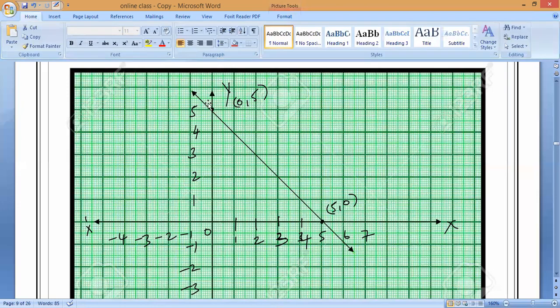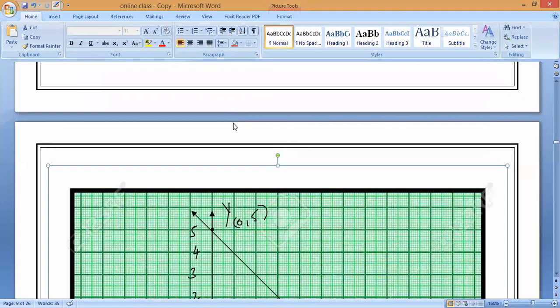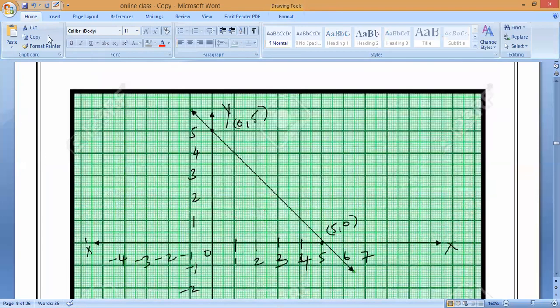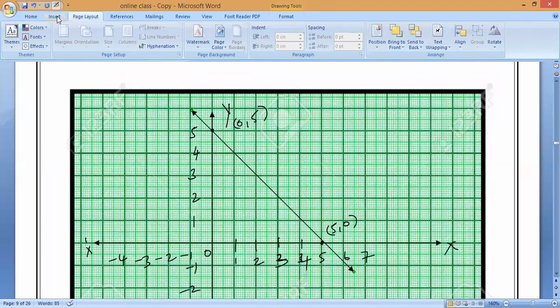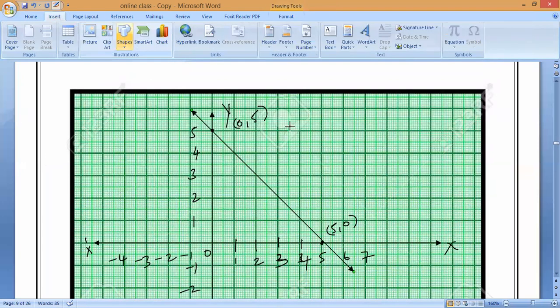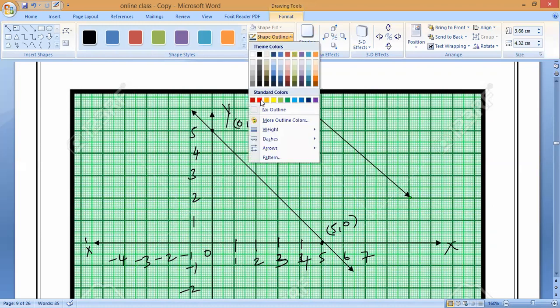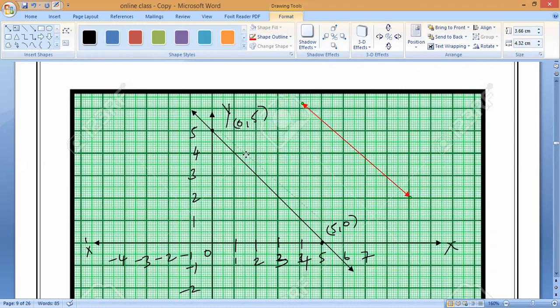One minute, I will make it. Somewhere you draw. So this is one line, correct? Now the second line, how to draw? Because it is coincident lines, correct? Somewhere you draw the line and we will match it, no issues. You just wait. I'll change the color and match it. Selecting red color so that it will be visible. Now you can see.